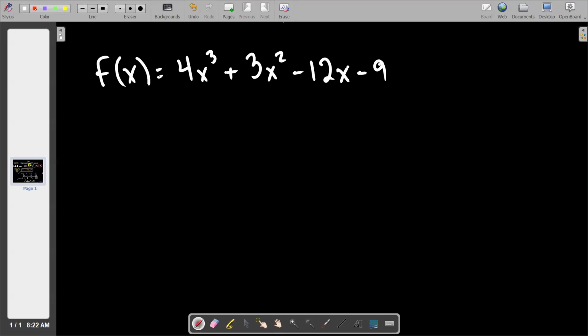So we start by making a list of all possible candidates. The number in the back is a 9. What are the factors of 9? 1, 3, and 9. And then in the front, we have a 4. What are the factors of 4? 1, 2, and 4.